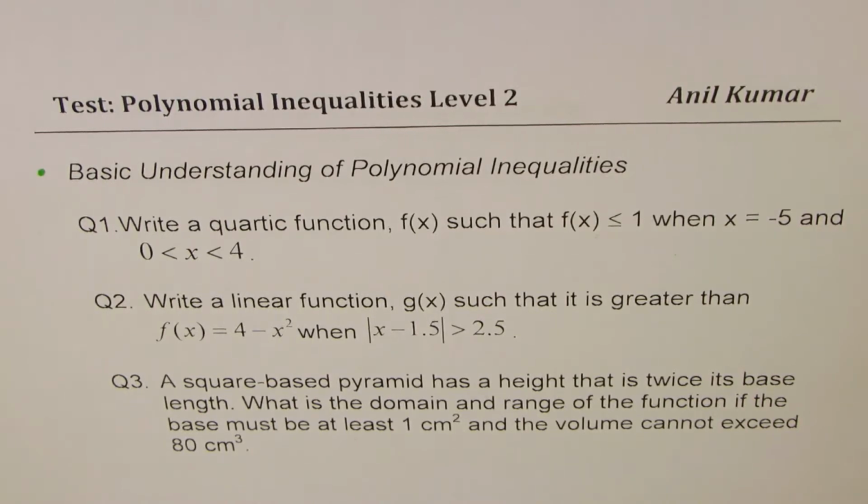Question number 1 is, write a quartic function f of x such that f of x is less than or equal to 1 when x equals minus 5 and when x is between 0 and 4. Question number 2. Write a linear function g of x such that it is greater than f of x equals 4 minus x squared when the absolute value of x minus 1.5 is greater than 2.5.